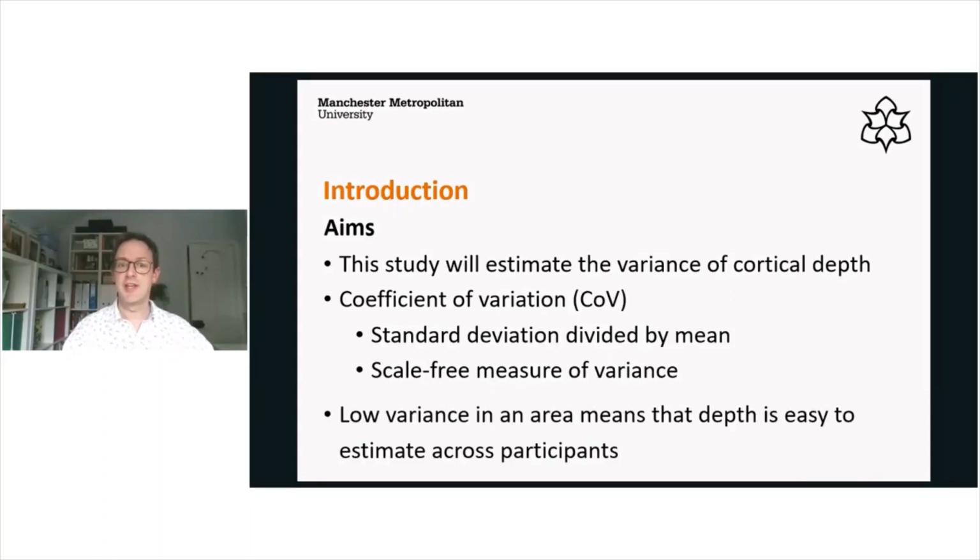And why would we do this? It's because if we find a brain area that has relatively low variance or low coefficient of variation, we can use reasonably simple methods for targeting that area or for dose setting for that area. Whereas if a brain area has relatively high coefficient of variation, so if between participants it's shallow in some people and deep in other people, then we have a problem and we need to use more specific methods to target that particular brain area.